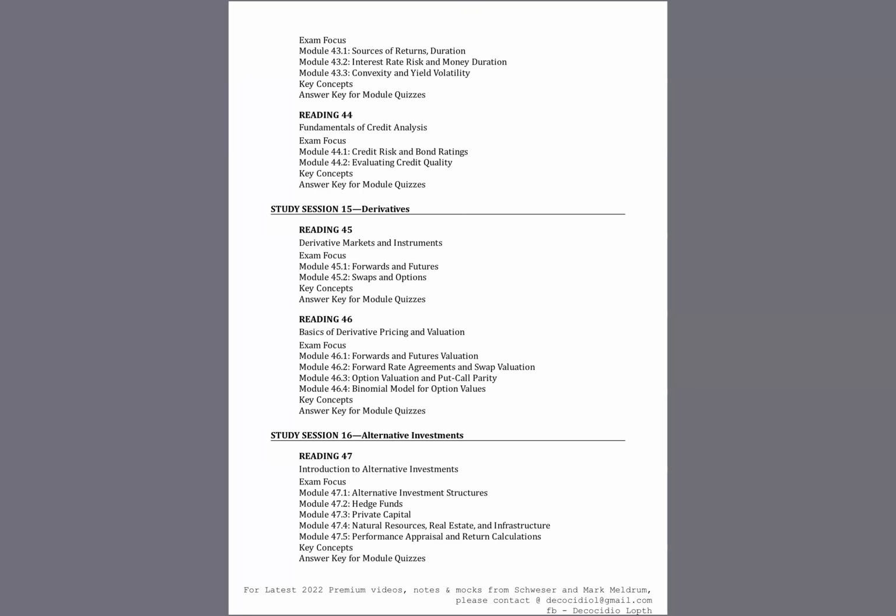Then when you go to the next one, which is study section 15, it's just made up of two broad subject areas. So it looks at derivative markets and instruments. Particularly, you look at what are forwards, what are futures, what is the distinction between forwards and futures, and then what are the cash flow implications. Then we look at swaps and options.